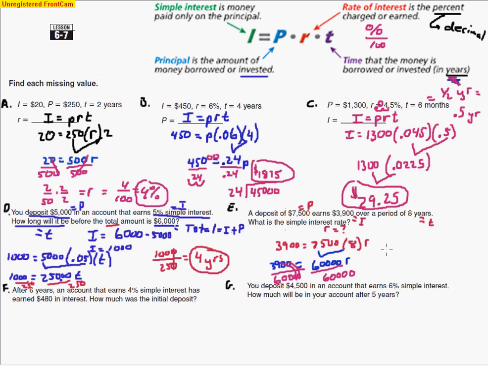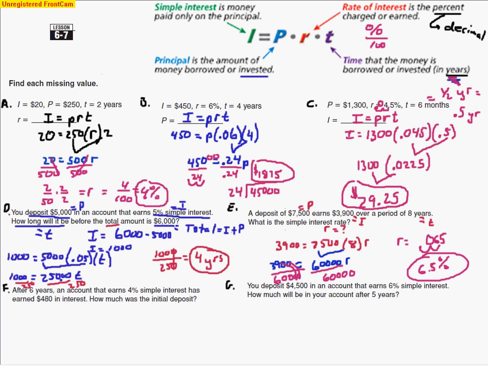And when you do that, you're going to end up with this. R equals 0.065 when you do that division. Well, that's not quite the answer. Remember, now we want to change this to a percent. So move that decimal back 2 spaces to the right. So 6.5% would be our answer there.